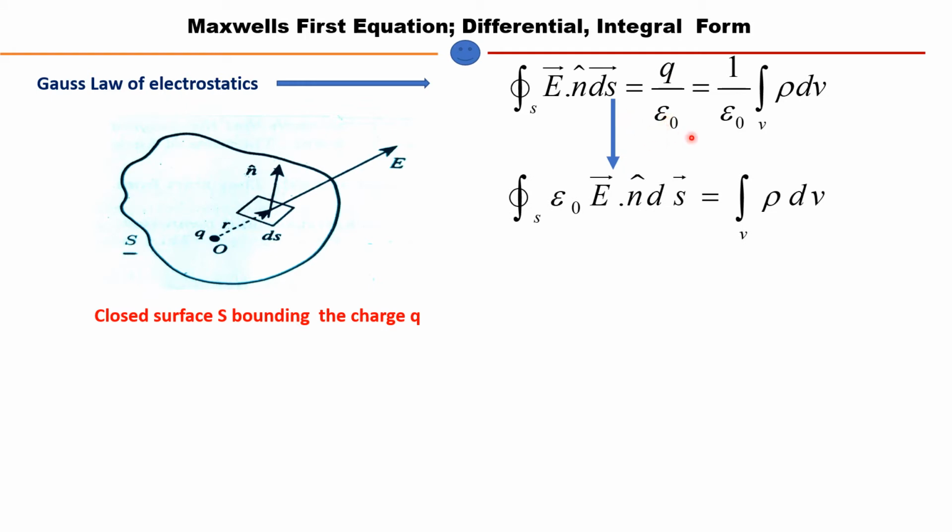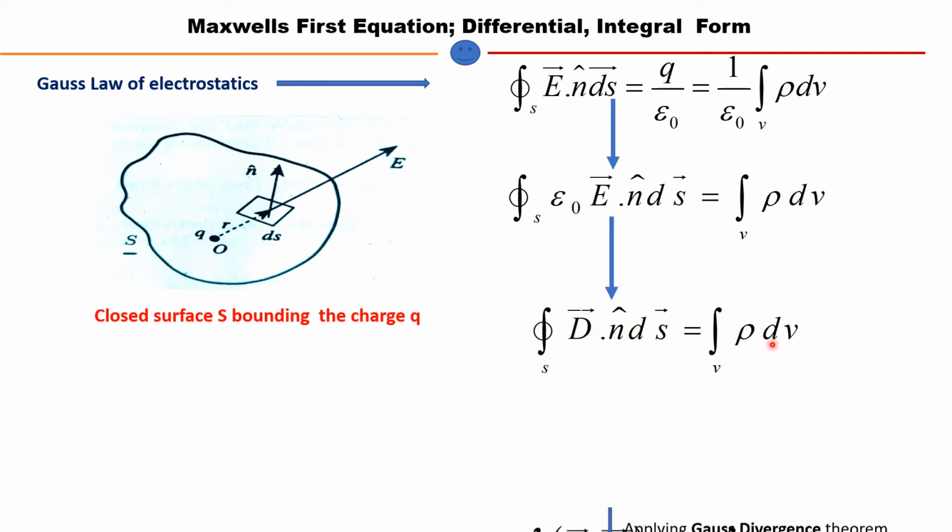From that we can write this with epsilon, a little bit mathematically. As I previously described, D is the electric displacement vector, D is epsilon 0 E. For free space, epsilon can be termed epsilon 0, the permittivity. So epsilon 0 times E is the electric displacement vector D, with n cap ds on the left and the charge enclosed on the right-hand side.